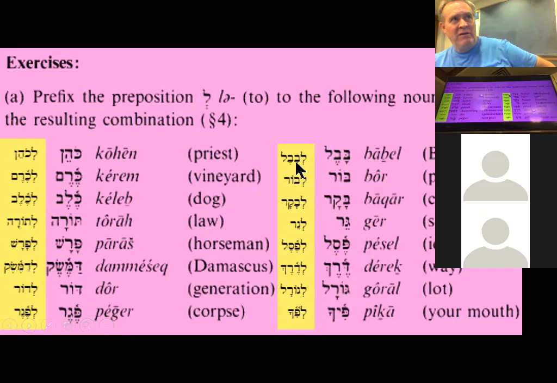Bavel turns into La Vavel, so they're both V's in that case. Bor turns into Lavor. Bakar would be Lavakar, sorry. Ger, Lager. Pesel, idol, La Fesel, like an F. Derek didn't change, La Derek. Goral doesn't change, La Goral. And Pika changes to La Fika. So that's a little bit different than I told you last time because I forgot about how those work. Anyway, sorry about that.